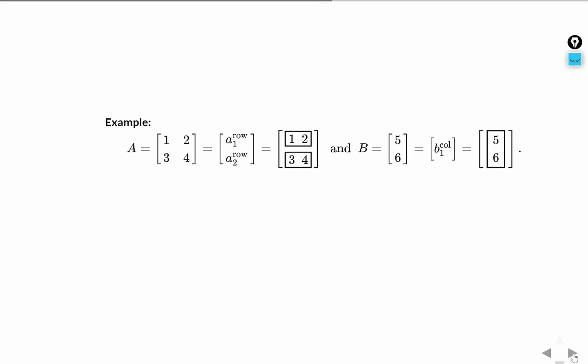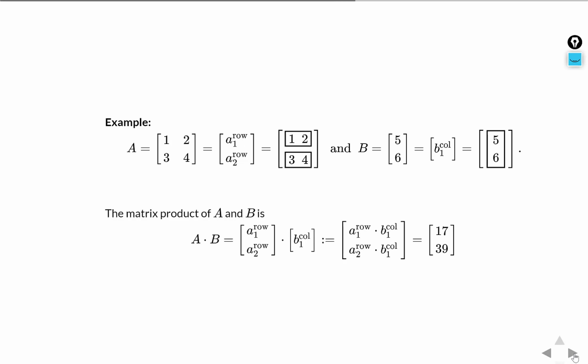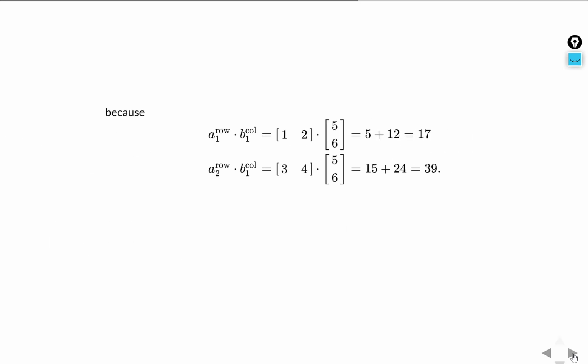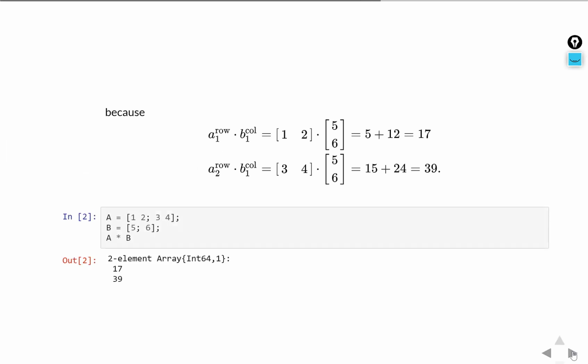Now let's look into some examples. Here A is a 2 by 2 matrix. We partition A into 2 row vectors. B is just a column vector, and we can partition it into 1 column vector. A times B is defined. We can multiply each row of A by B, and here we see the detail of the calculation. We can confirm this in Julia by defining A and B and simply typing A times B.